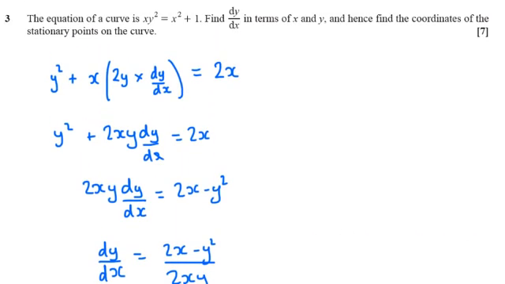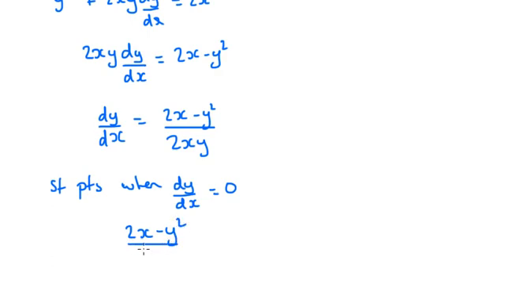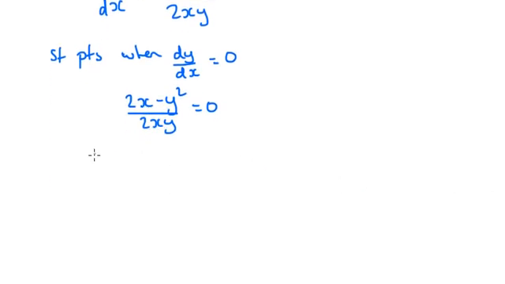So that's the first part of the question done. It then says to find the stationary points. So we know that stationary points happen when dy by dx is equal to 0. So we want to make this equal to 0, and that will be 0 when the numerator is 0. So we can ignore the bottom and just say 2x minus y squared needs to equal 0.